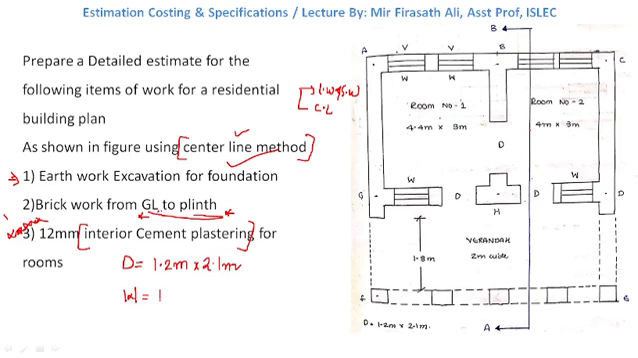The next dimension is of window, 1.2 meter into 1.2 meter. The dimensions for ventilator are 0.9 meter into 0.5 meter. These are the dimensions of doors, windows and ventilators for our given plan. So let us start solving this problem. Before beginning the tabular column, what we need to determine is the total center line length. Let us see the section and plan of the given figure.